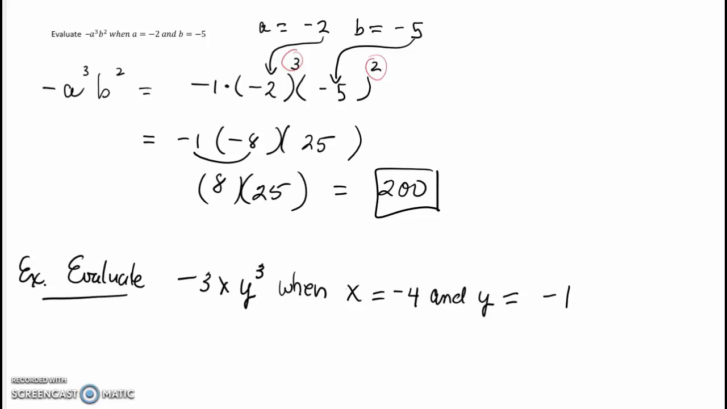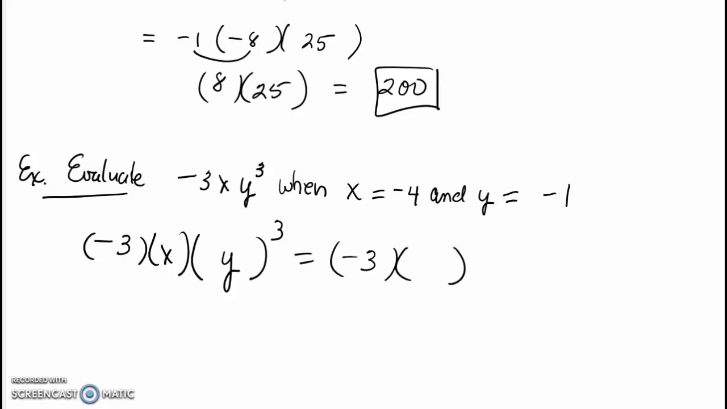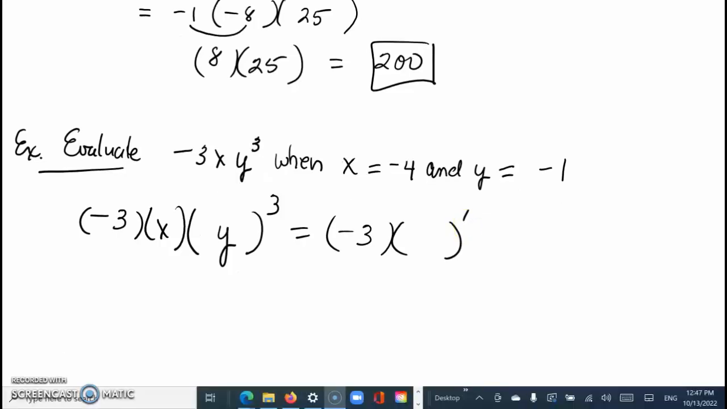All right, here we have our next example right here. And you're asked to evaluate -3xy cubed when x is -4 and y is -1. Again, you're going to rewrite with parentheses. So it's -3. This means times the value of x times the cube of y. All right, so now this equals -3. I'm going to leave this blank. And now the power is 1. And then you have the cube of the y term.